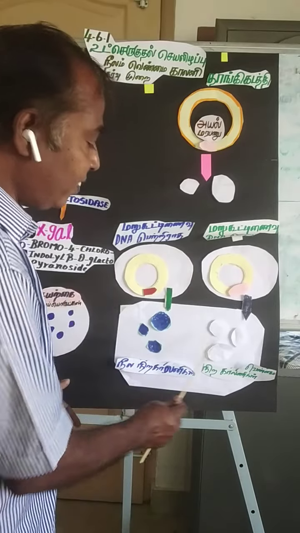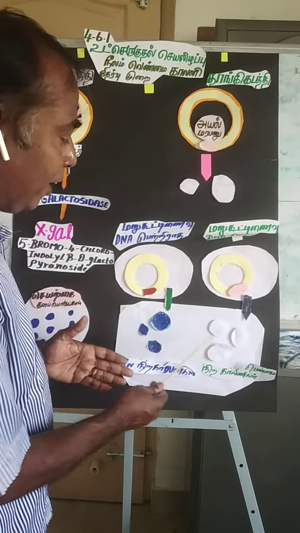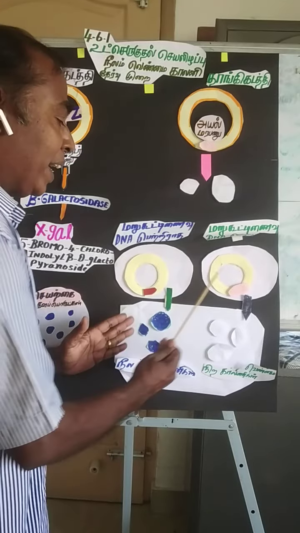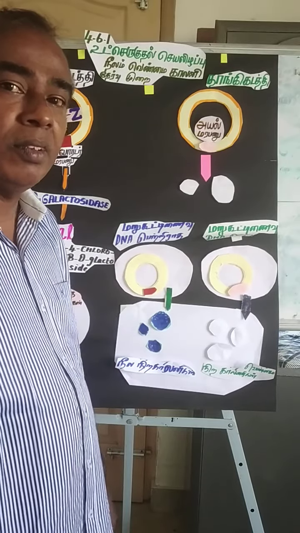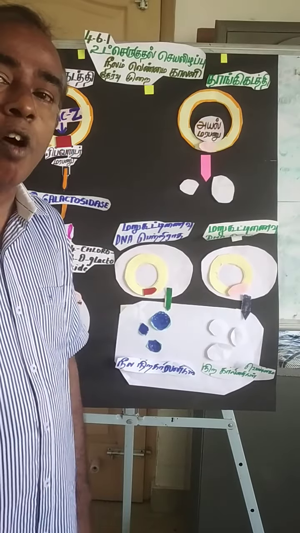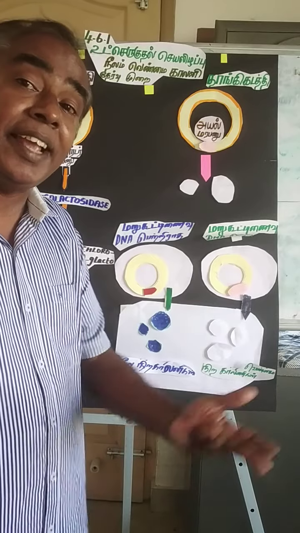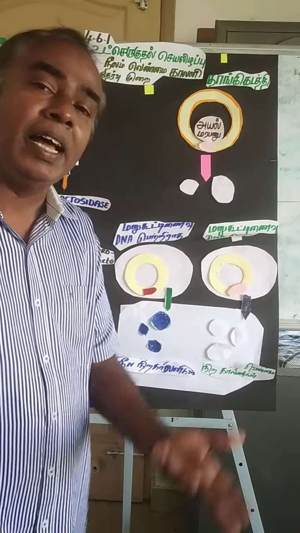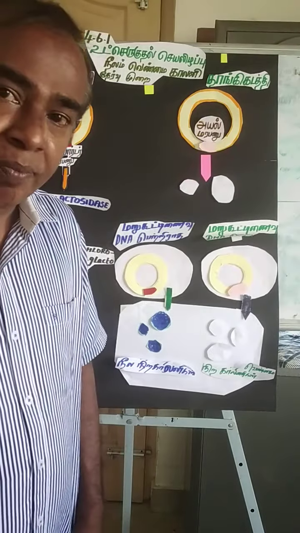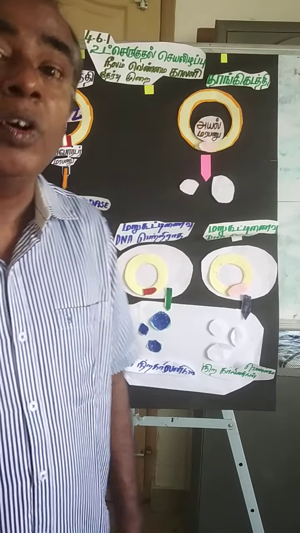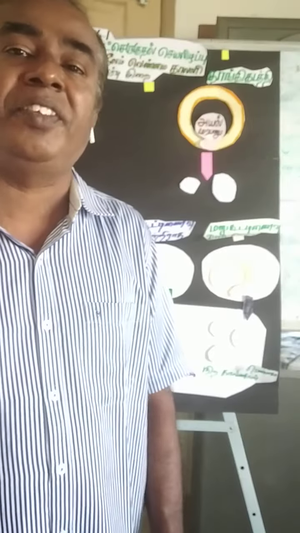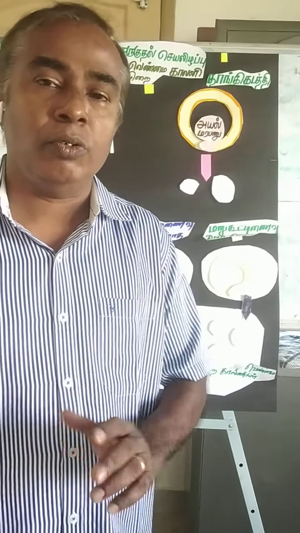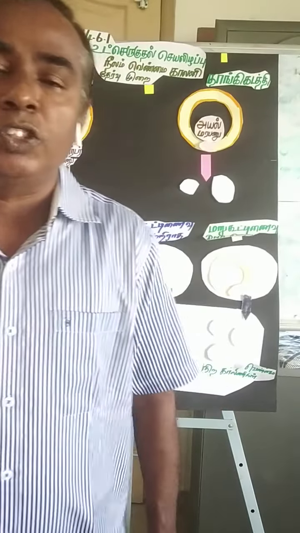So by seeing these white and blue colonies in the X-gal, I am able to screen which cells possess recombinant DNA and which cells do not have the recombinant DNA. By means of color, you are able to identify or screen the recombinant plasmids. Okay, right. Thank you. So next class we will see one small topic.